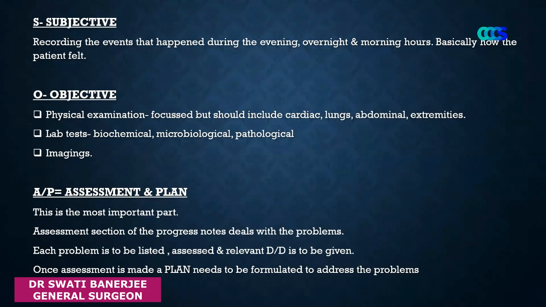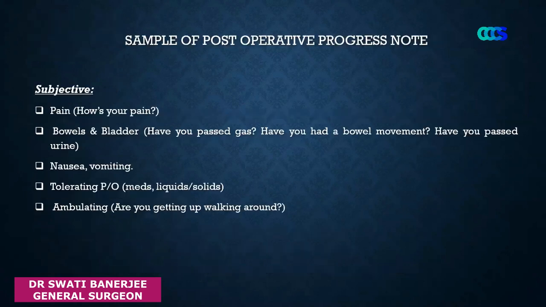And thereafter, you would plan what you would do to address this problem. For example, if there is a mild distension, you would plan to ambulate the patient more. Okay. So I have given you a sample of a post-operative progress note.